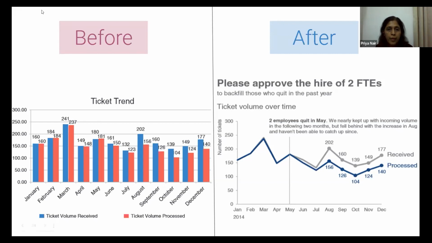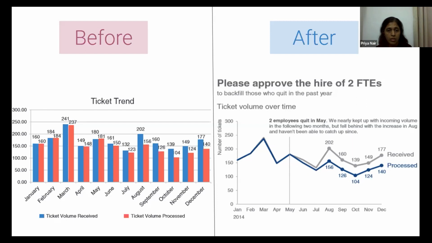So suppose your intention or your context was to give your hiring requirements for the next year. In that case, you have to present your case and then you have to give some statistics about it, right? That is how you will be presenting your case, where you are directly mentioning as the title, please approve the hire of 2 FTEs, right?